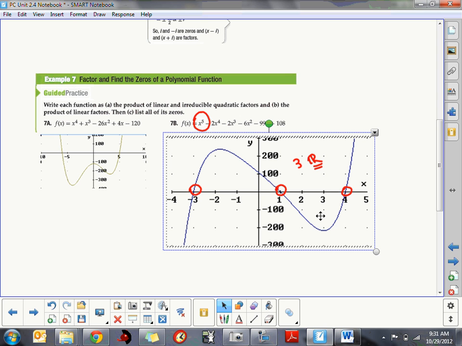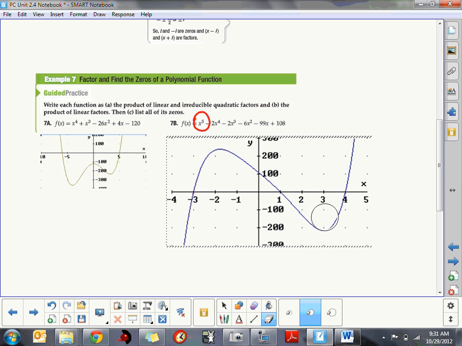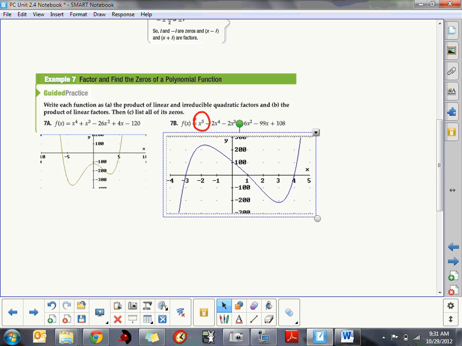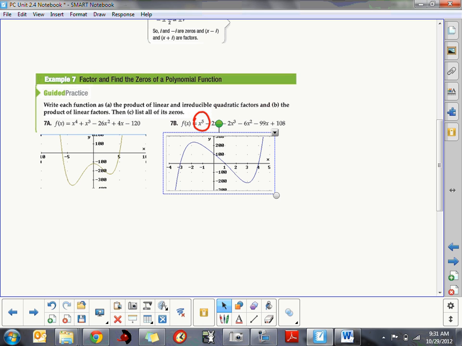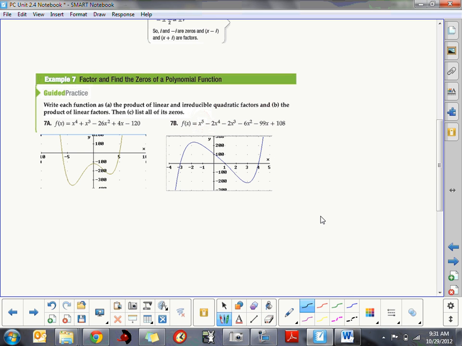There are 3 just real, but these real are part of the complex. So these are 3 of the complex solutions. The other ones are going to be pure imaginary or more of what we think of a complex number as. So we're going to grab our coefficients out of our polynomial. We've got a 1, a negative 2, a negative 2, a negative 6, a negative 99, and 108.